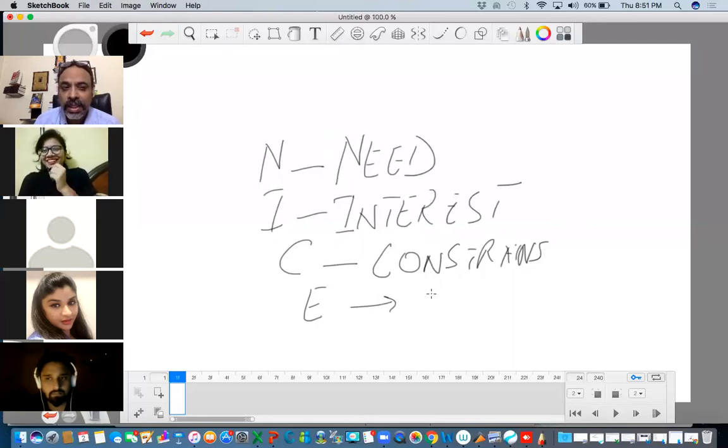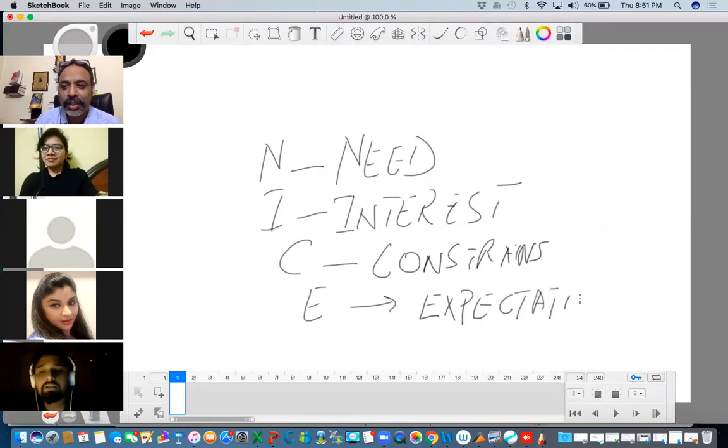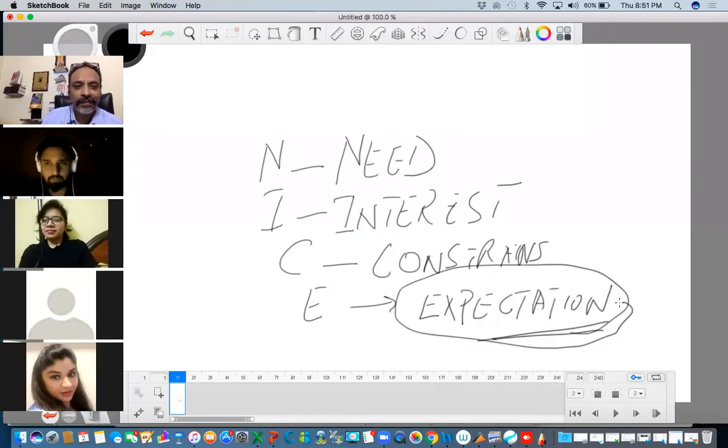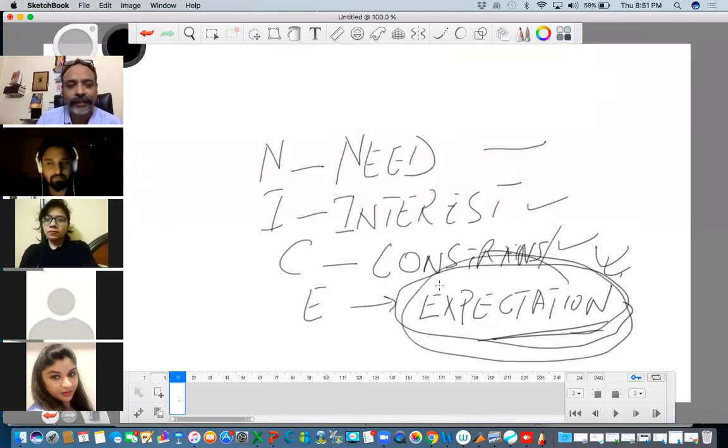Ankita, we did this session earlier, right? Try to go back to that video. E is Expectation. You're from sales and marketing, right? This is what is important: needs, interest, constraints, and expectation. You can also say, what are the challenges? But this is what is so important. What's the expectation of the customer?